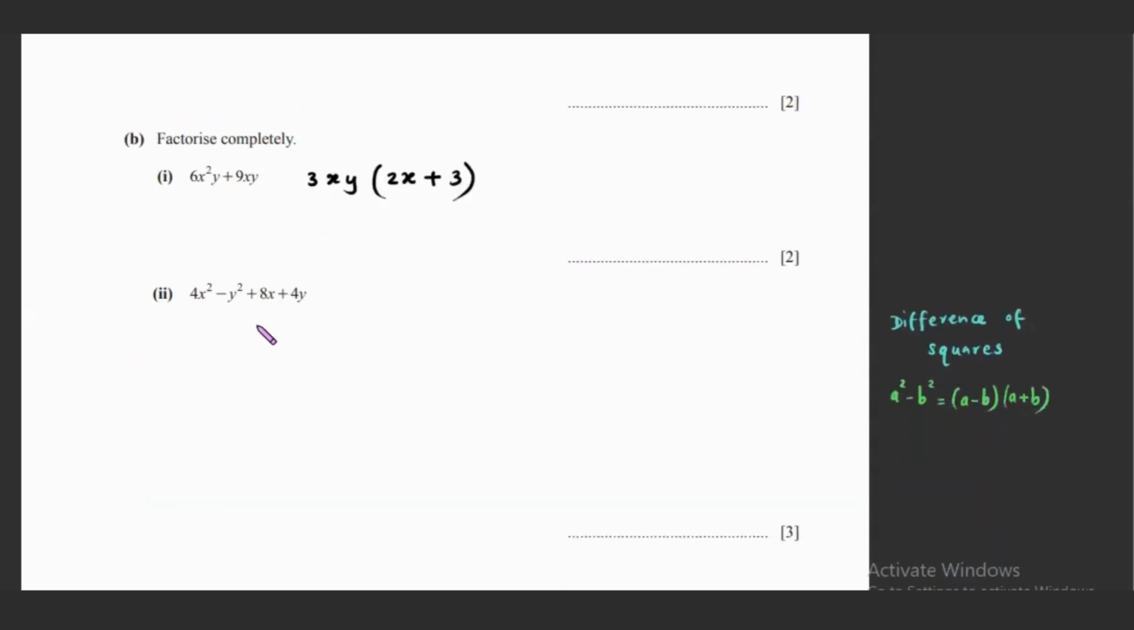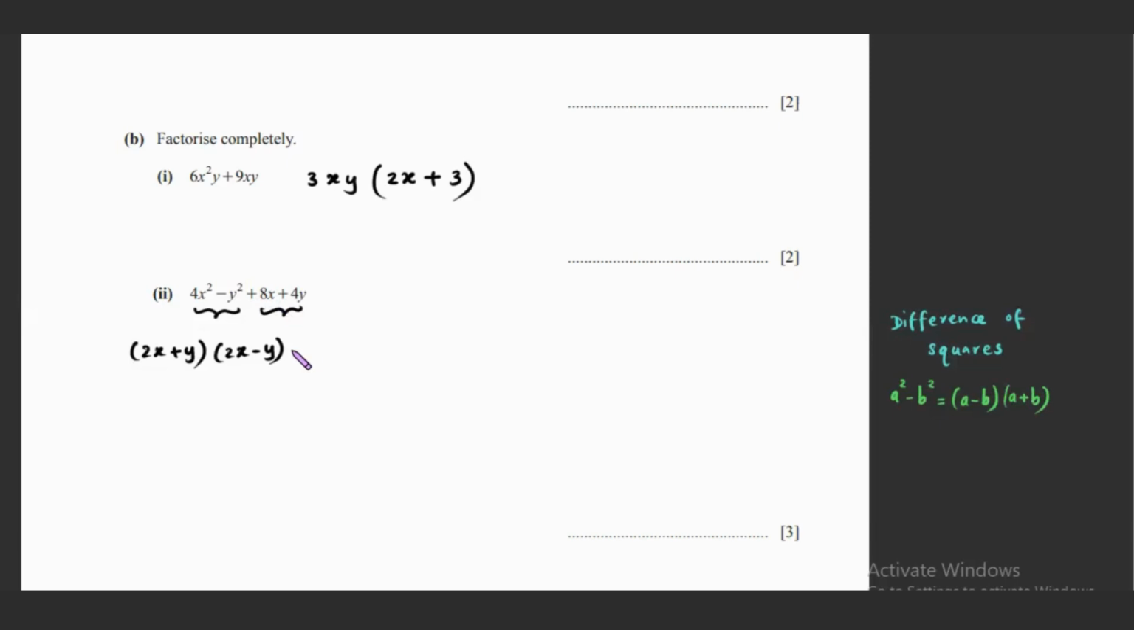Then the next one is 4x squared minus y squared plus 8x plus 4y. When I consider this pair that is given here, this is going to be the difference of squares. I need to factorize these two individually. 4x squared minus y squared, when I factorize it, I need to do the difference of squares. So I square root it and put it within brackets, one with a plus and the other one with a minus. So it will be 2x plus y and 2x minus y. This is what I get for the first one.